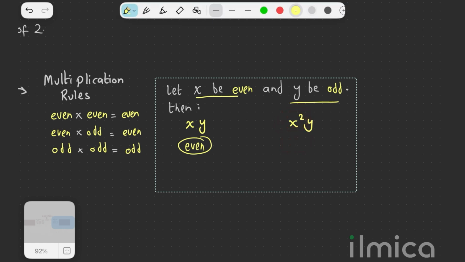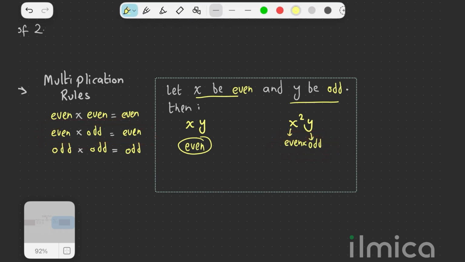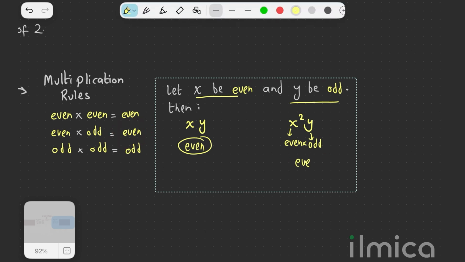Let me write that down. So that's x squared. What about y? Well, y is odd, right? So what is going to be the result of that? Even times odd. That's again the second rule that we have over here. Hence, as a result, we are going to get an even number again. So that's the answer for this one.